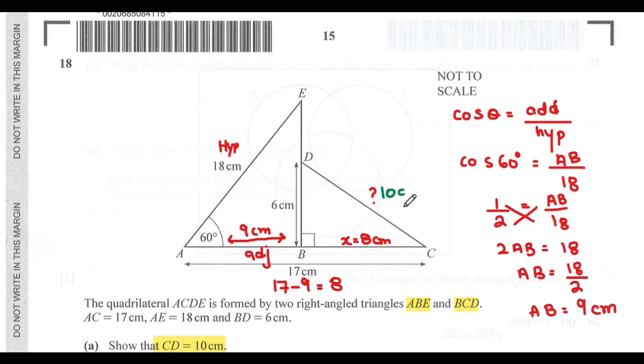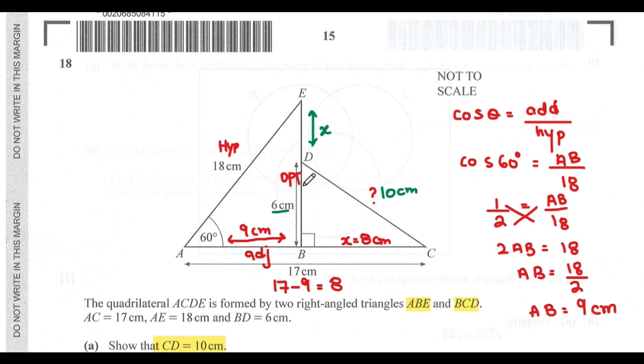B part says find the perimeter of quadrilateral ACDE. Give your answer in this form. So we have calculated this length as 10 centimeters. Now we need to get the perimeter, that means adding all the boundary lengths. But we have this missing boundary length x. How can I get this? If I know this complete length EB, I'll subtract 6 from it and I'll get the length ED.